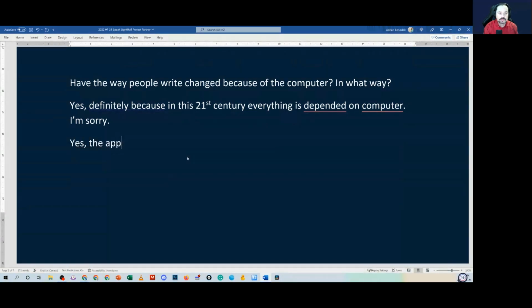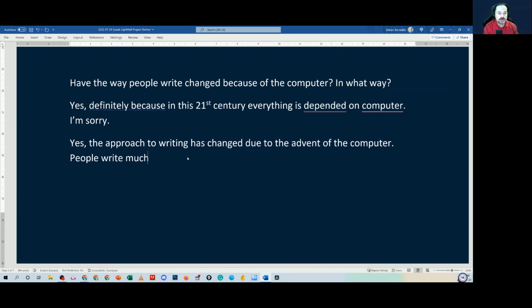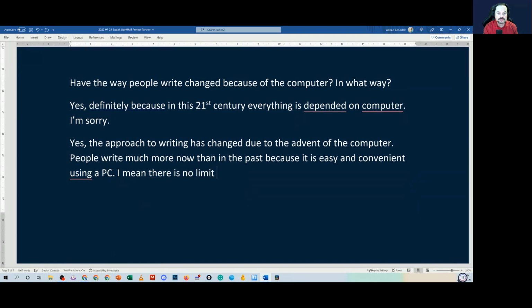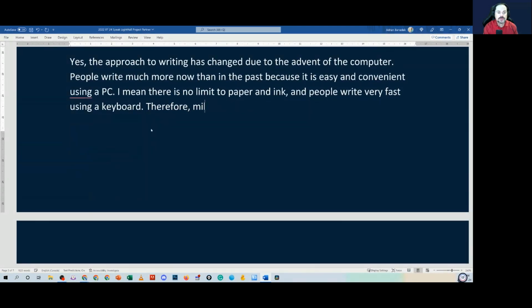Yes. The approach to writing has changed due to the advent of the computer. People write much more now than in the past because it is easy and convenient using a PC. I mean, there is no limit to paper and ink, and people write very fast using a keyboard. Therefore, millions of articles are written each day around the world.